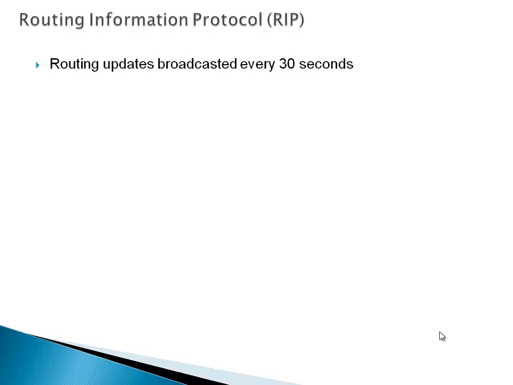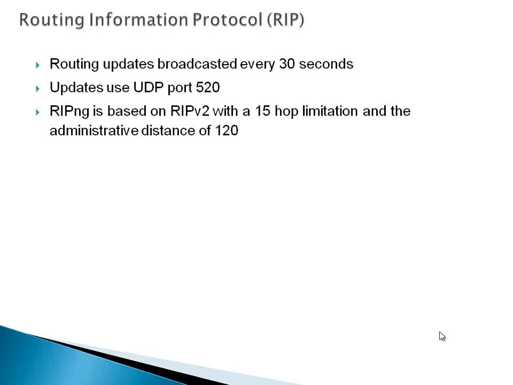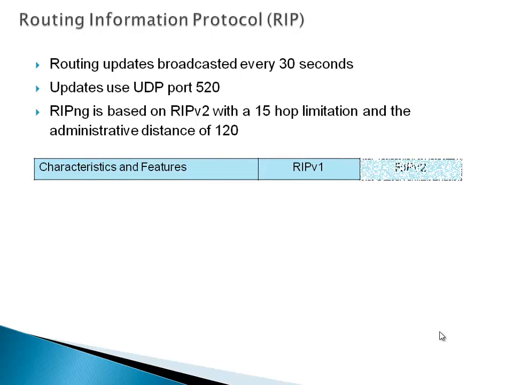Routing Information Protocol, or RIP, broadcasts routing updates every 30 seconds. Even if nothing has changed, they will be sent every 30 seconds. That's RIP version 1. Version 1 and version 2 updates are sent over UDP, the unreliable protocol, port 520. RIPng for IPv6 is based on RIP version 2 with a 15 hop limit and an administrative distance of 120. RIP version 1, version 2, and RIPng all have an administrative distance of 120, and they all use a 15 hop limitation, maximum 15 hops.